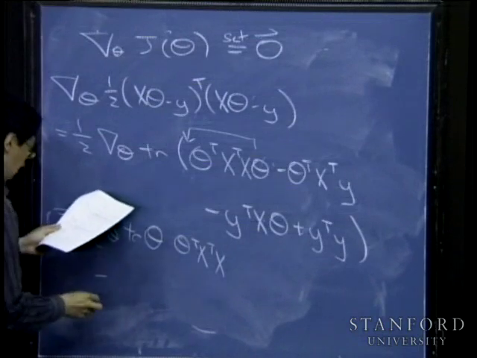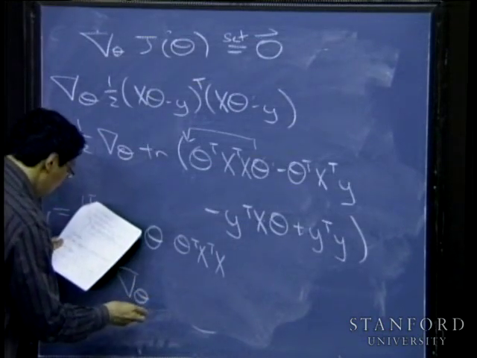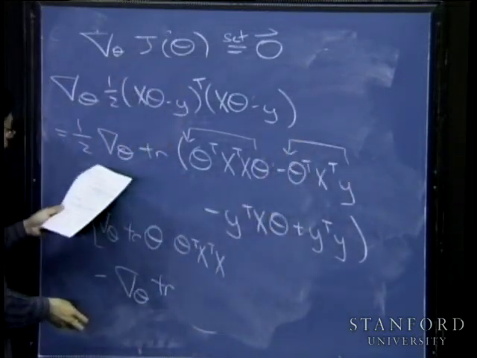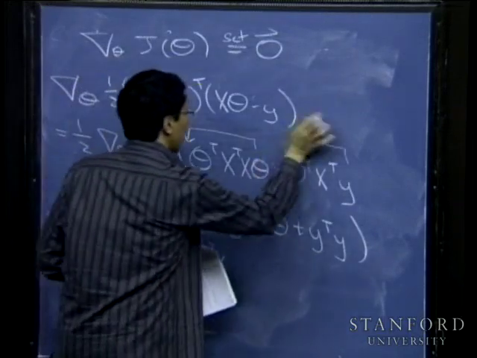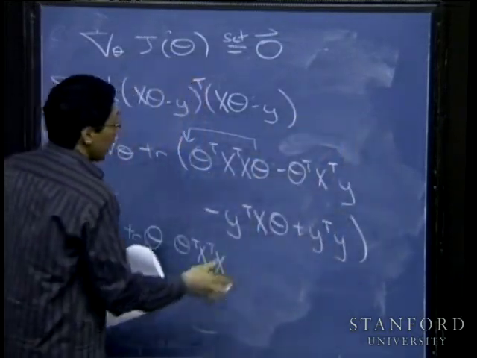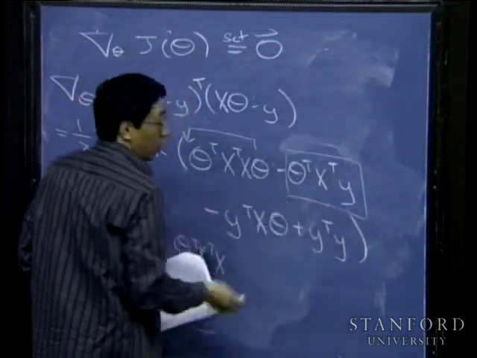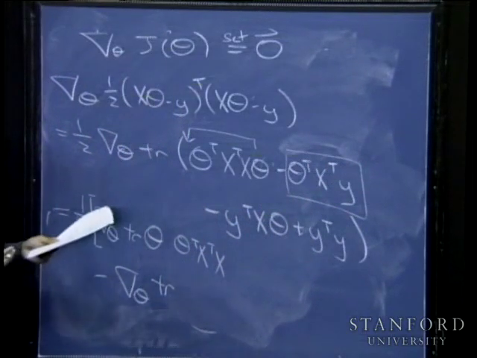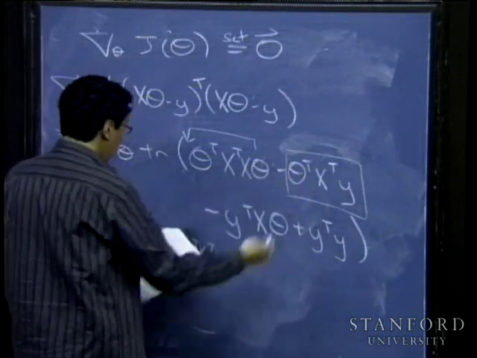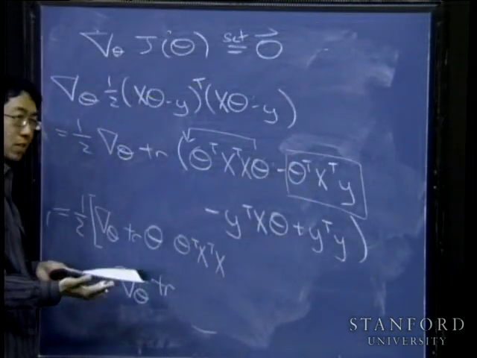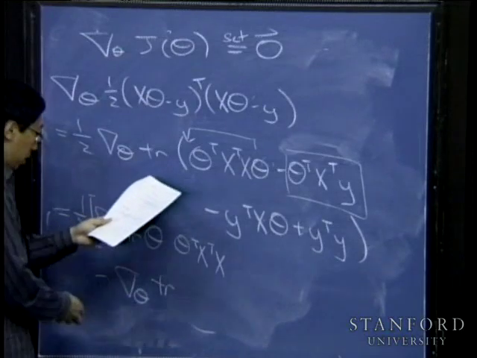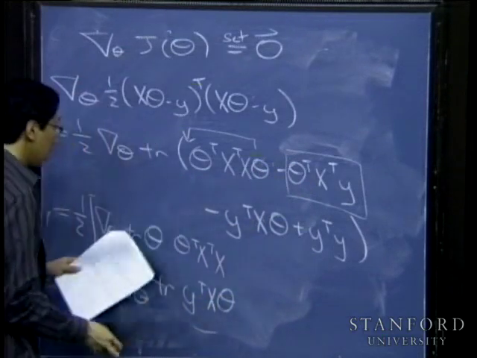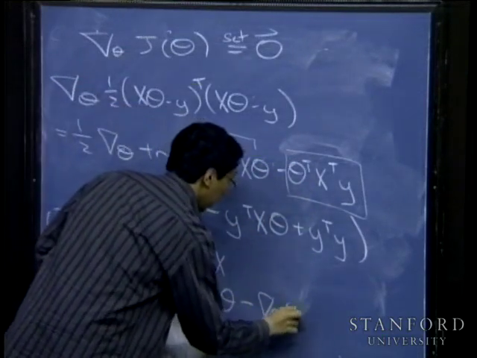minus the derivative with respect to theta of the trace of... Actually, this thing here is also a real number, and the transpose of a real number is just itself, right? So I can take the transpose of a real number without changing anything. So let me go ahead and just take the transpose of this. So this is minus the trace of, taking the transpose of that gives y transpose x theta, then minus y transpose x theta.